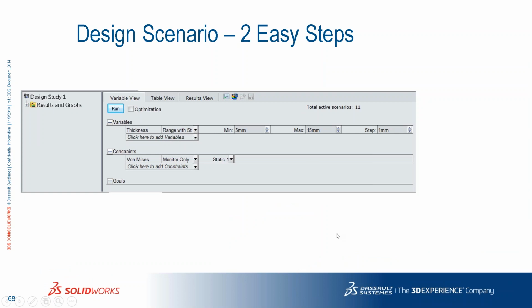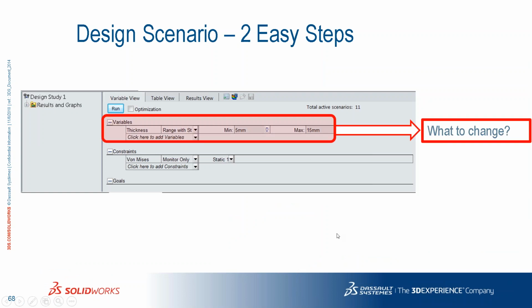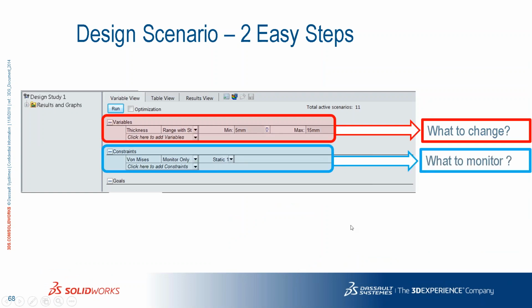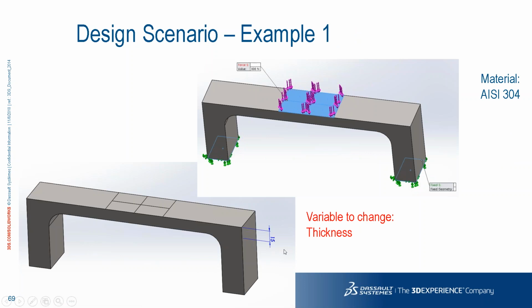So it's two easy steps. First, your parameter, what you want to change. In this case, it's a dimension. Second, you define your constraint, what quantity you want to monitor as the dimension is varying. Let's make a practical example.